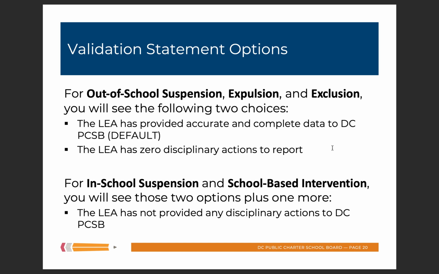For in-school suspension and school-based intervention, DC PCSB does not require LEAs to report these, though LEAs are expected to share these data with OSSI and therefore have the option of sharing them with DC PCSB throughout the year. For this reason, LEAs have the third option. The LEA has not provided any disciplinary actions to DC PCSB for these types of incidents only. This clarifies that the LEA has in-school suspension and school-based intervention records to report, but the LEA has chosen not to report those records to DC PCSB. LEAs which select this option will be expected to share those records with OSSI in August, as it is a required part of the OSSI collection.